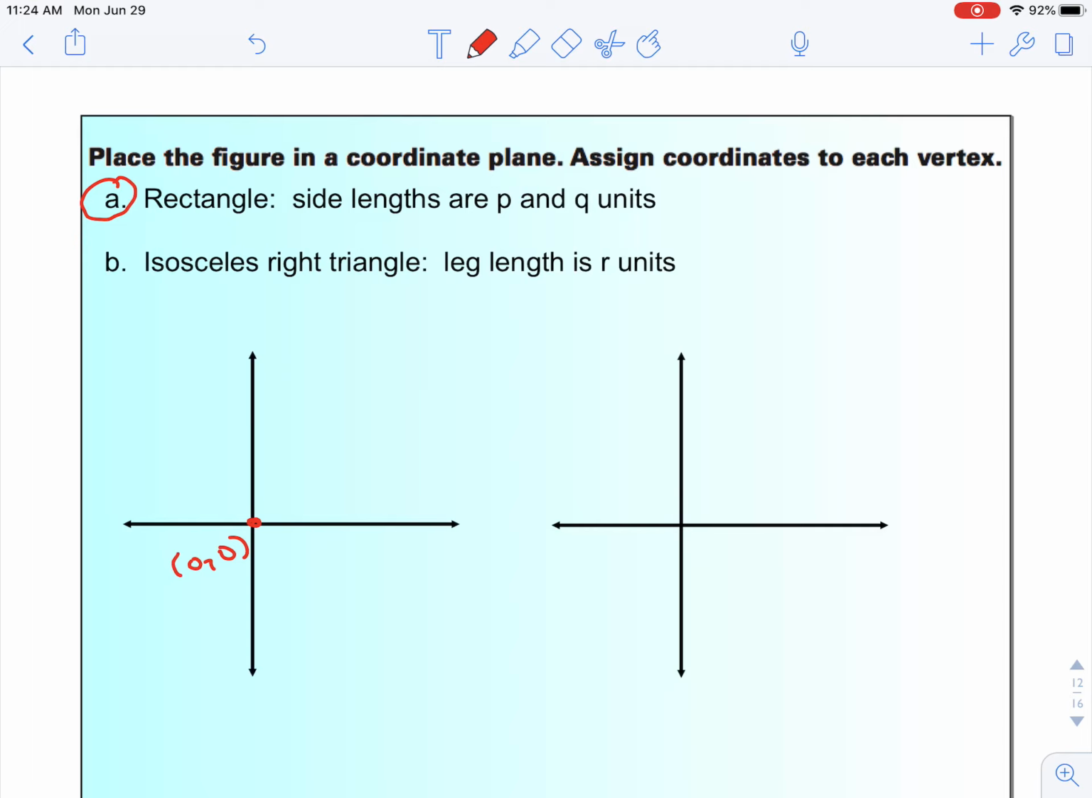So again, we want 0, 0, and we want side lengths of p and q. We don't know how long p and q are, okay? But we want to find the coordinates here. So again, we just did this on the last example. This would be the ordered pair p, 0. This ordered pair on the y-axis would be the ordered pair 0, q. And this ordered pair would be p, q.